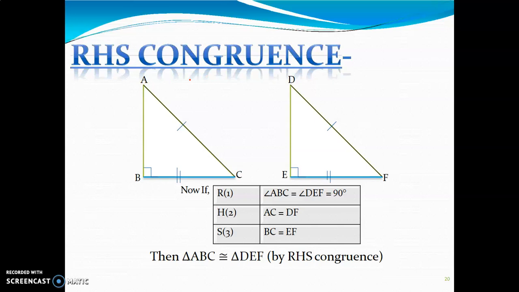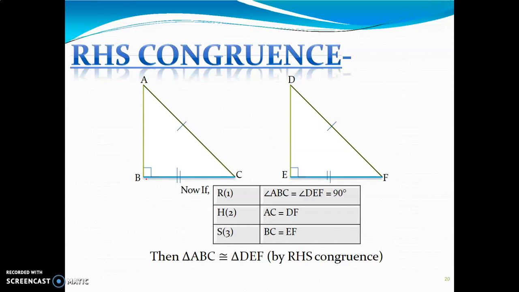RHS congruence, students. See here. What do you understand by this RHS congruence? I think I had already explained RHS congruence when I started with the first session. I am repeating again: right angle, hypotenuse, side. R is right angle. So this is right angle, hypotenuse, side congruence.